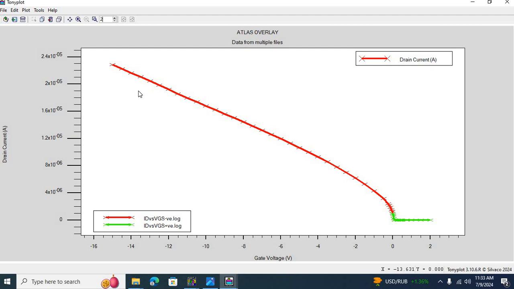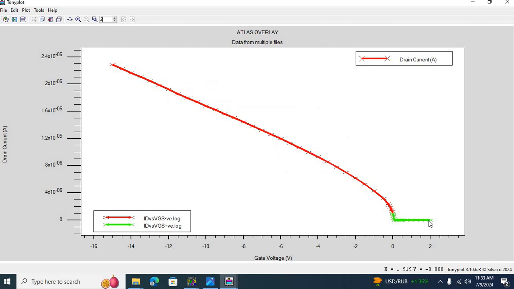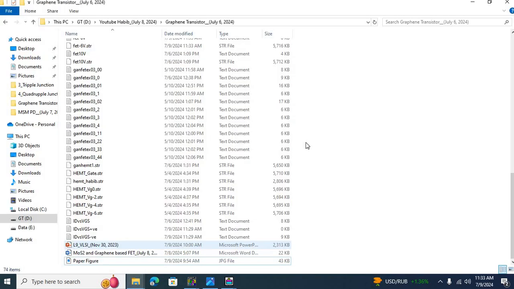Now you might see here that the drain current is higher at high negative voltages, and it is 0 at 0 volts, and it's also 0 at a positive voltage in the range of 0 to 2 volts. Which means that the transistor is on at negative voltages and it's off at positive gate voltages. This might seem counterintuitive initially.